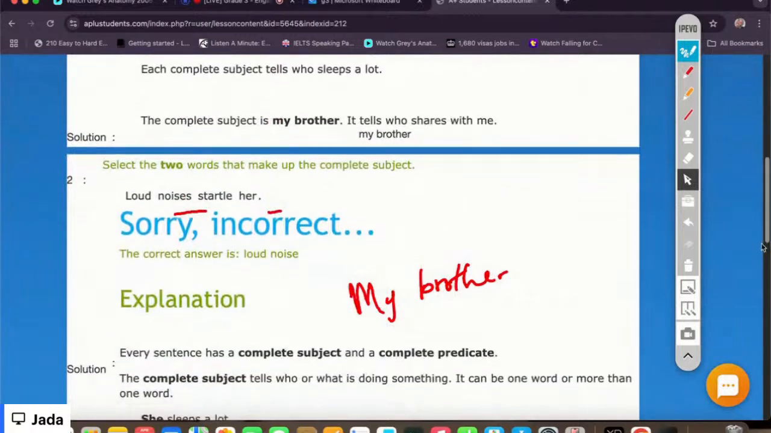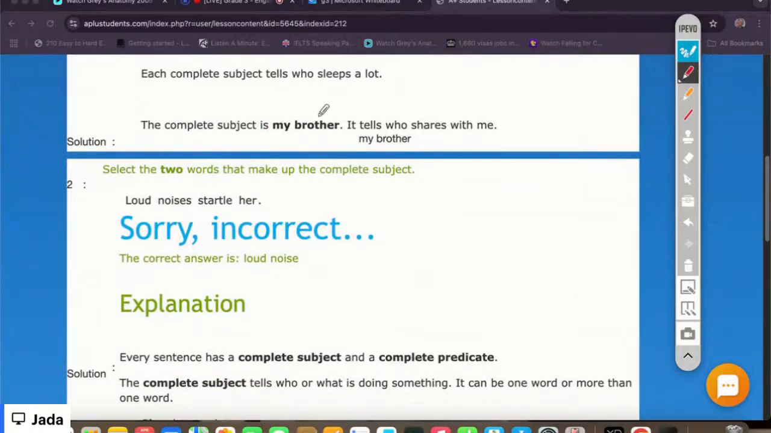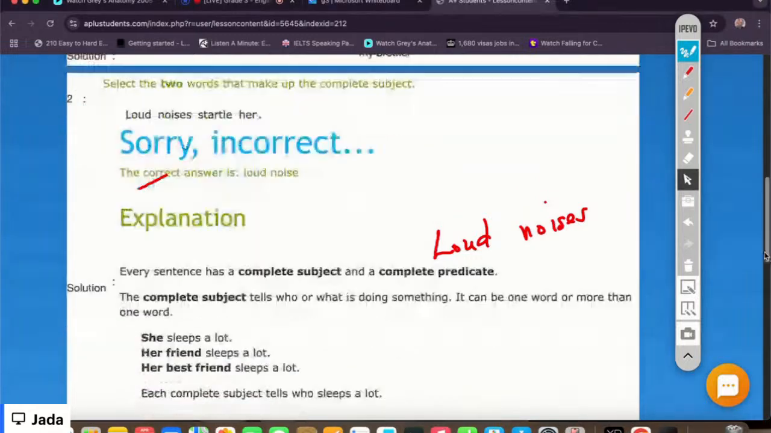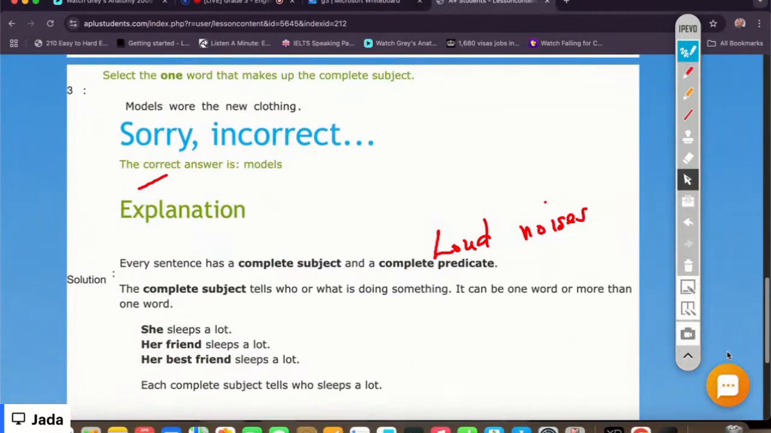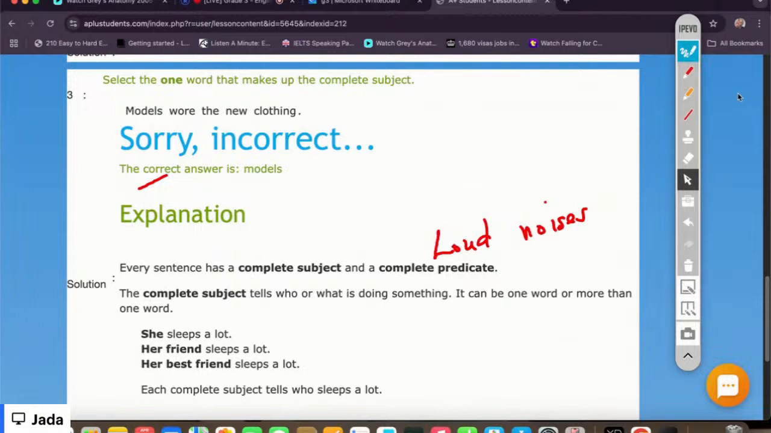So my brother is the complete subject. Next we have, loud noises startle her. What are the two words that make up the complete subject? We have the words loud noises. Then we have one word that makes up the complete subject here. Models wear the new clothing. What will be the subject? Models are the subject. All right, that's it for the complete subject. We'll move on to the test now.